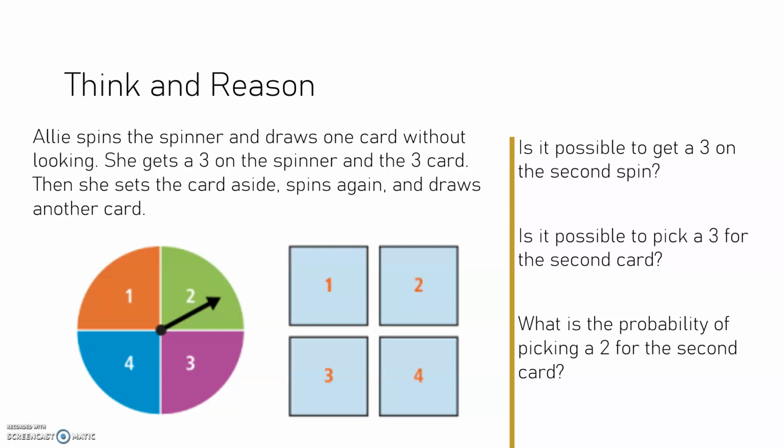So I hope you realize that when you spin a spinner, the number doesn't go away, so it is possible to get a 3 on the second spin. But if she takes a card and puts it aside, so she takes this 3 card and puts it aside, then it's not possible for her to pick a 3 on her second card. And if she puts that 3 card aside, the probability of picking a 2 for the second card would be 2 out of 3 because there are only 3 cards left. These are dependent events.